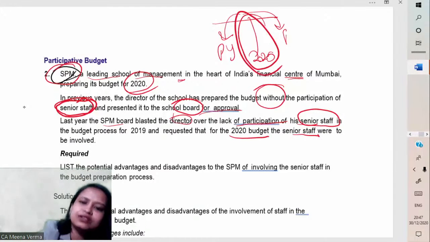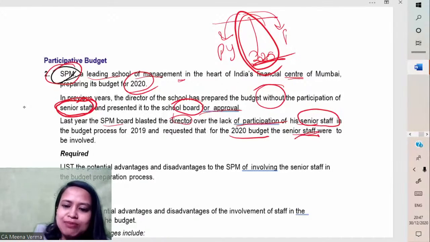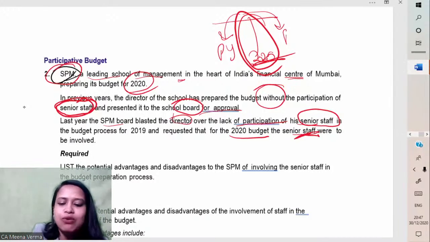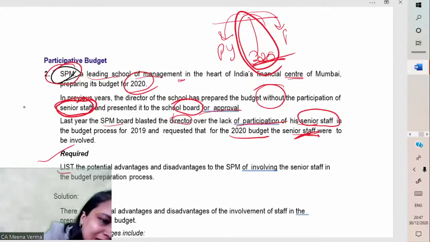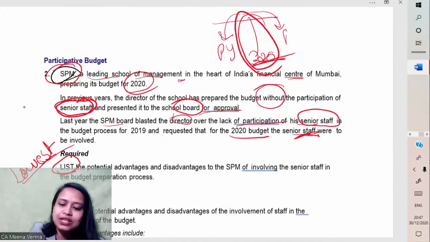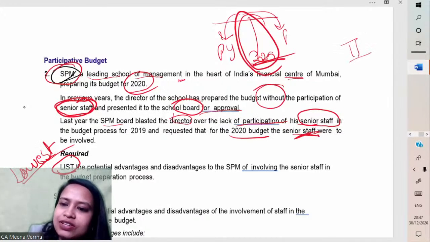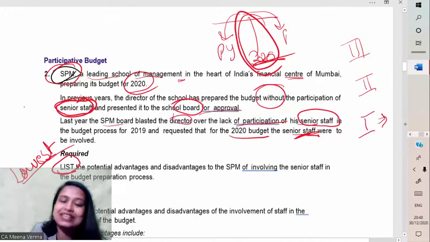Now they are requesting that when you prepare the 2020 budget, the senior management and senior staff involvement is important. Involve them. Now what is the requirement of the question? List. See the verb. This is the lowest level verb. Remember, we have studied that we have 3 levels of verb in examination. If the lowest level verb comes, you have to write the answer directly.